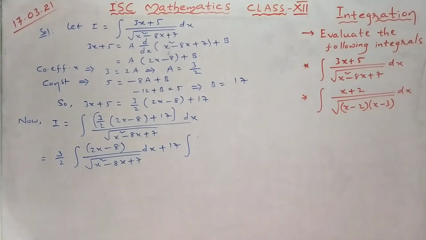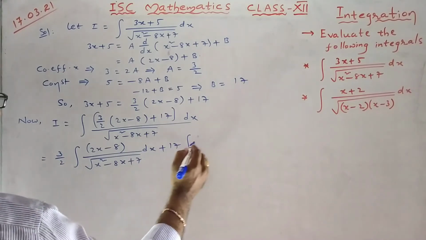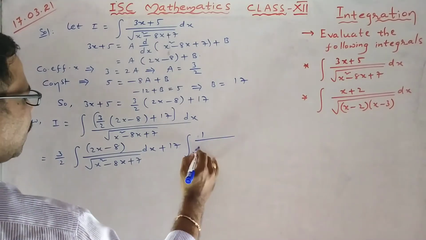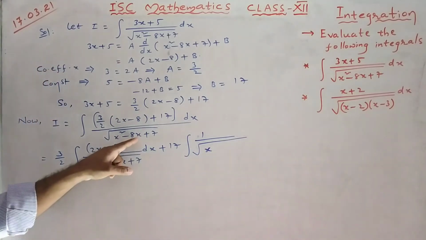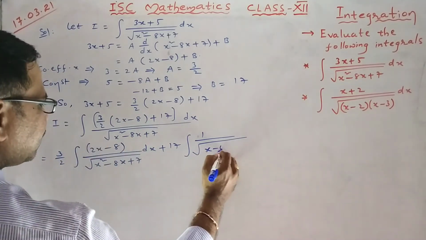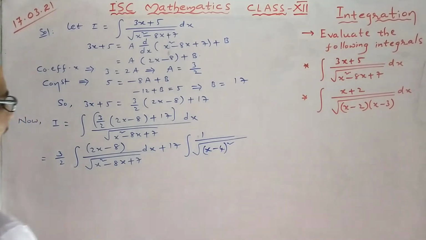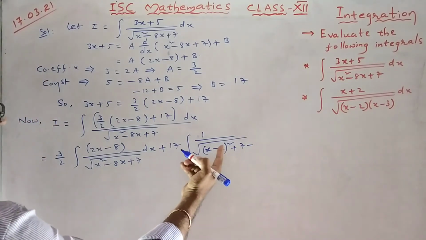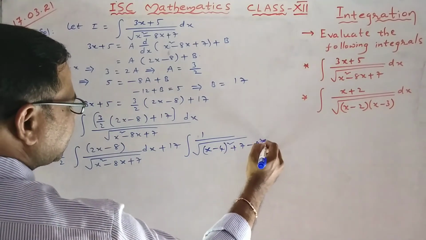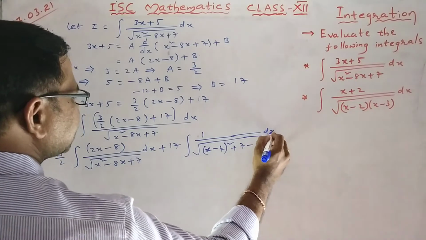These are model problems, very important from the point of view of the exam model. So carefully you have to practice. 17 times the integral of 1 by root of, I will express this as a perfect square. Write x first. The coefficient of x is 8, so half is 4. Half of the coefficient of x we should write, plus 7 minus whatever we have here, we have to subtract the square, dx.